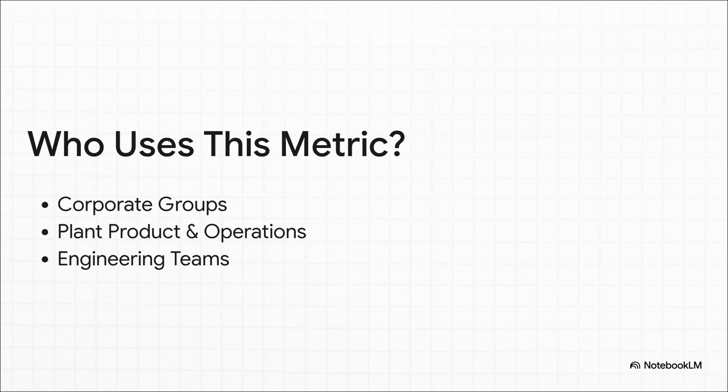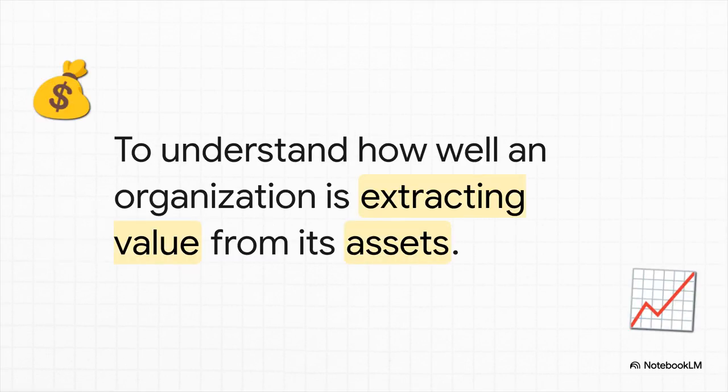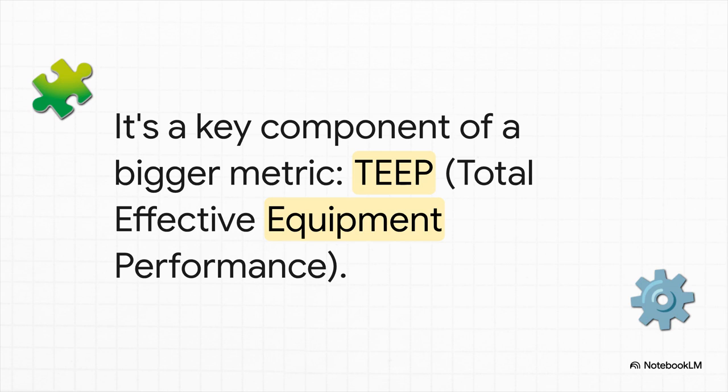And you might be surprised who's looking at this number. Up at the corporate level, they're using it for high-level capacity planning. Down on the plant floor, it helps them understand daily potential. And for the engineering teams, it's a huge signal for asset performance and its entire life cycle. But you know what? No matter who's looking at it, the goal is always the same. It all comes back to that one big question. Are we squeezing every last drop of value from the expensive assets we own? It's also really important to understand that utilization time doesn't exist in a vacuum. It's actually the foundation of a much bigger framework called TEEP, that's Total Effective Equipment Performance. So think of it as the first absolutely essential piece of the puzzle for understanding your equipment's true potential.